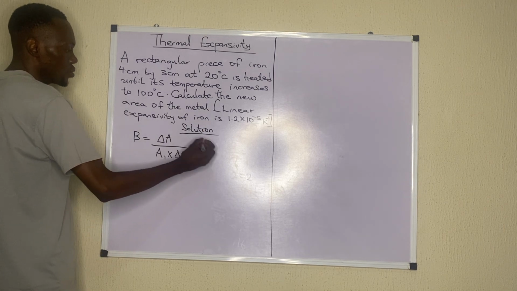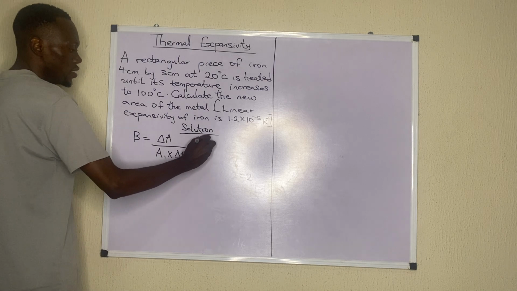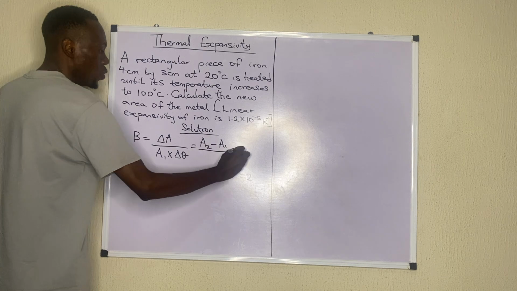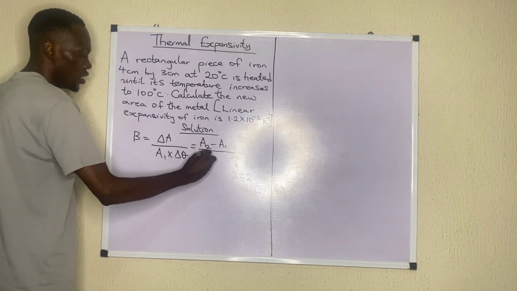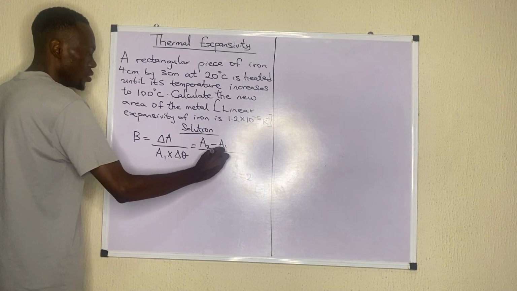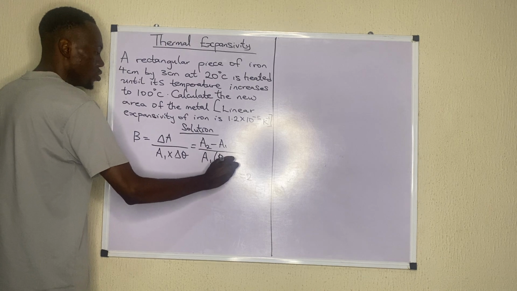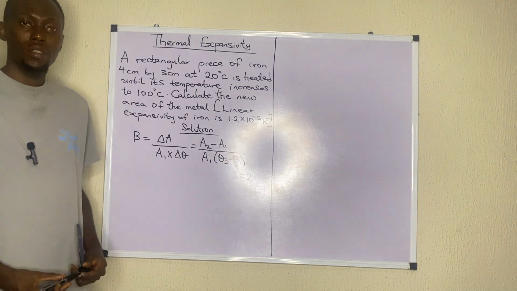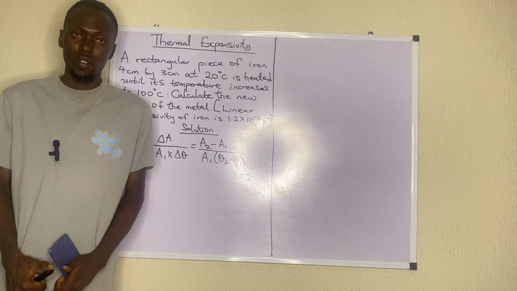This is the same thing. They say calculate the new area. So this is the same thing. Change in area is the new area minus the initial area, all divided by the initial area times final temperature minus initial temperature. So this is the formula we are going to use in solving this.